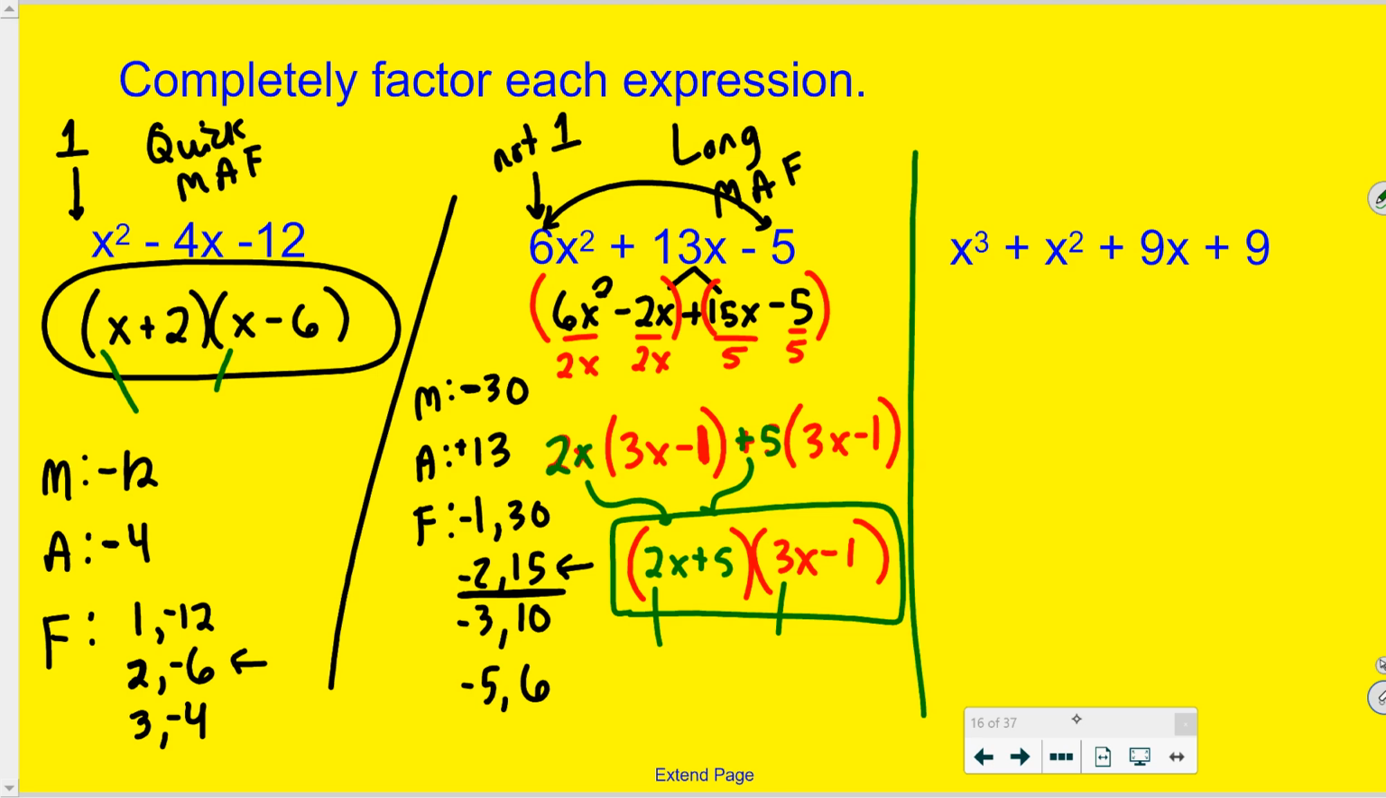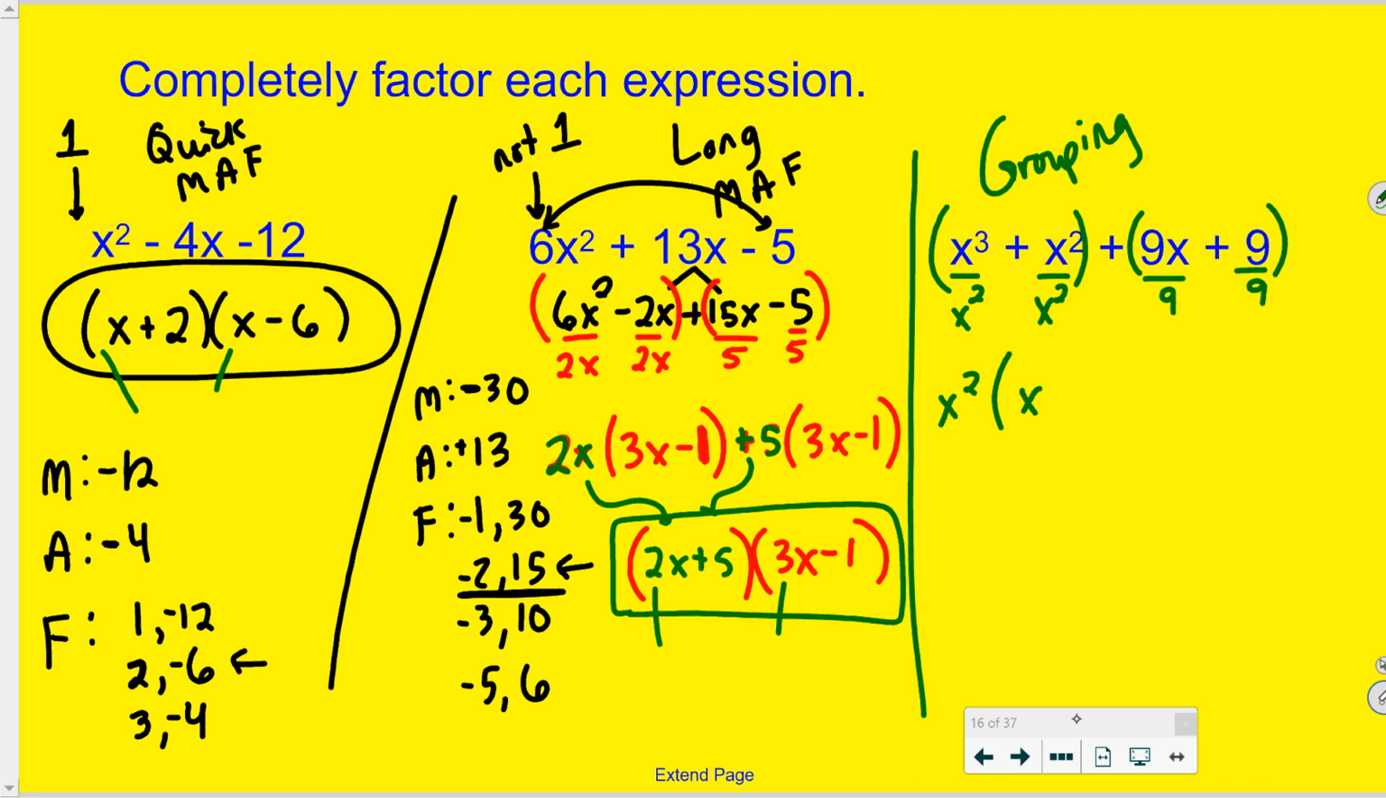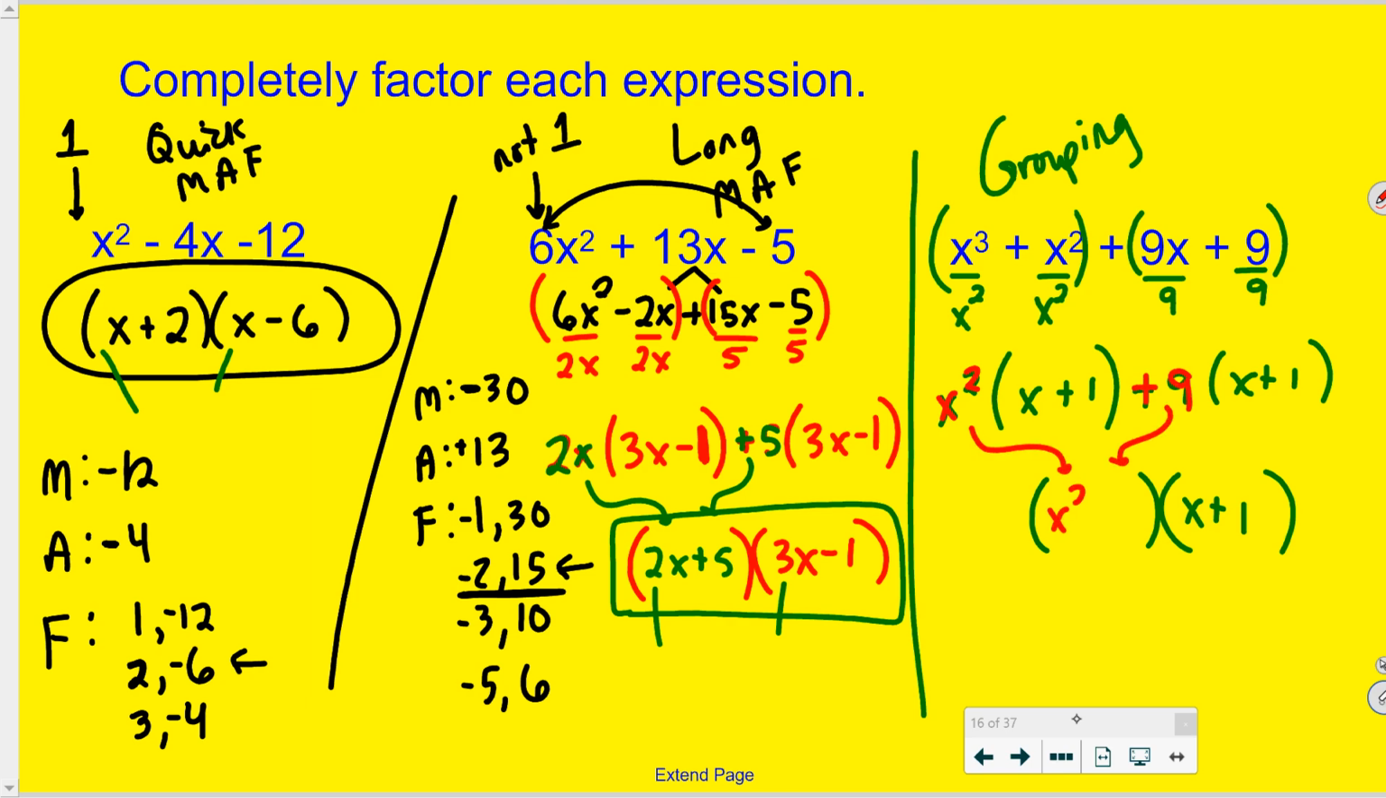This last one, there are 4 terms. Instantly you should be thinking, I should probably try to group that thing. So the same thing we just did. What can I take out? X squared, 9, 9. And so that is going to get me x plus 1. X plus 1. We put these together. The common one goes here. The stuff that got taken out goes in here.